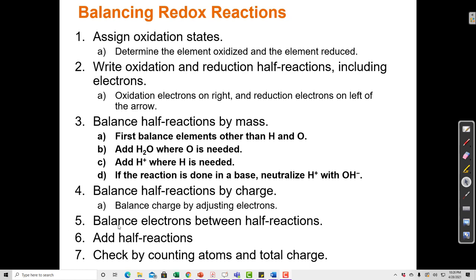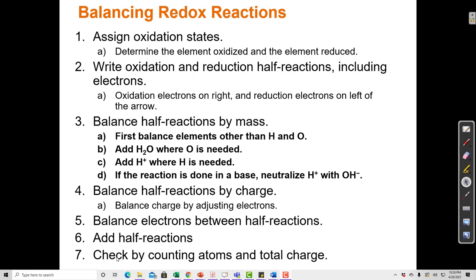And finally, after we make sure that all the electrons have been balanced between the half reactions, we add them together. And we've added reactions before. We'll go over that in the example. And finally, we can check to make sure that we've done it right, because this is a really long process. So after we've gone through this really long process, you want to make sure that you did it right.